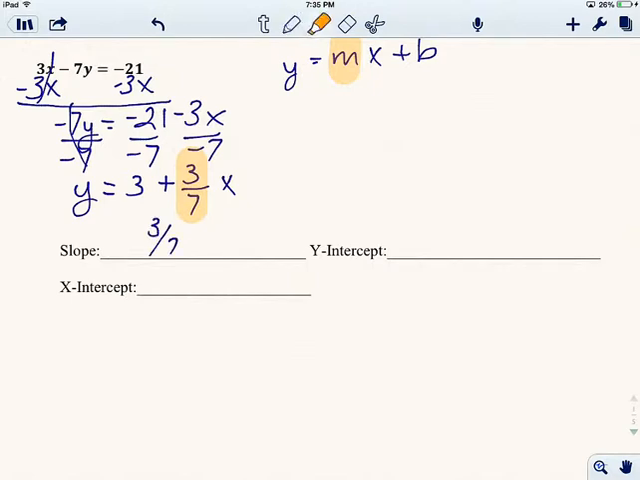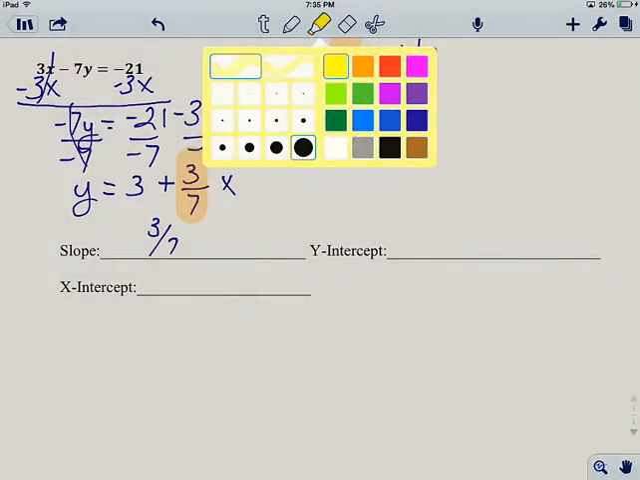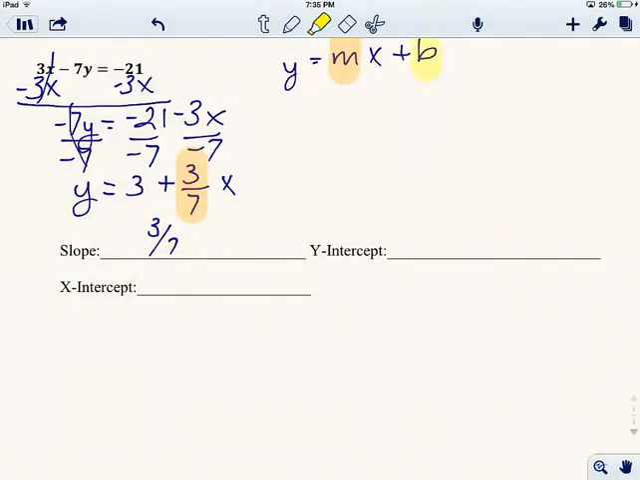Now, the next part we want to look at is going to be the b. So b is the same as y-intercept. So y-intercept is that number that's all by itself. It's not next to the x. So my y-intercept is 3, but remember that we always write that as a point. So we write it as 0, 3. Because my point always goes x, then y. My x value is 0, my y value is 3.